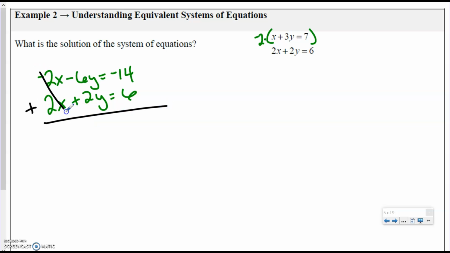Now, notice that now I have a negative 2 and a 2. So if I add these together, they cancel. Negative 6 and 2 give me negative 4. Negative 14 and 6 give me negative 8. So divide by negative 4 on both sides, you get that y equals a positive 2.